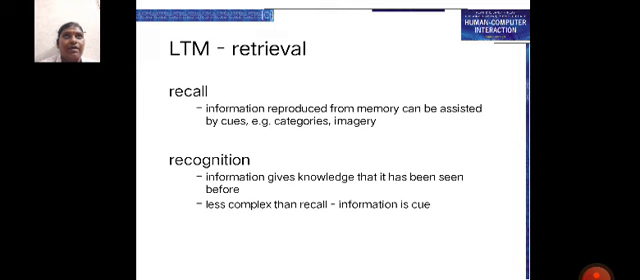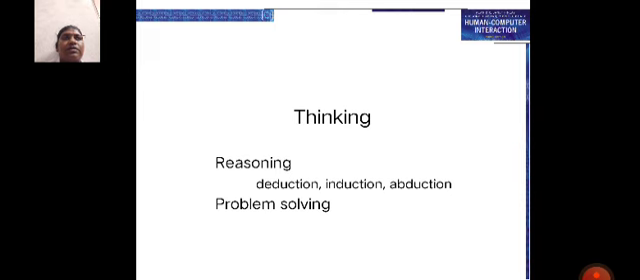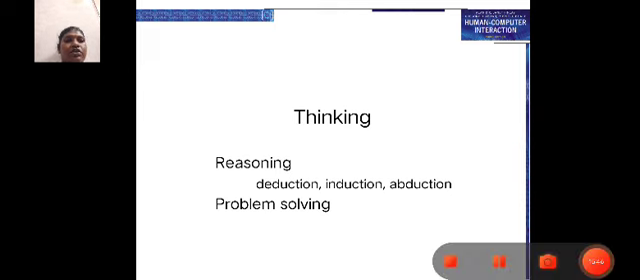For example, imagery or categories can be used to retrieve information by backtracking through the process. In recognition, information gives the knowledge that it has been seen before, which is less complex than recall, as the information is the cue. In the aspect of thinking, reasoning and problem solving are the two major aspects. In reasoning there are three types: deduction, induction, and abduction.